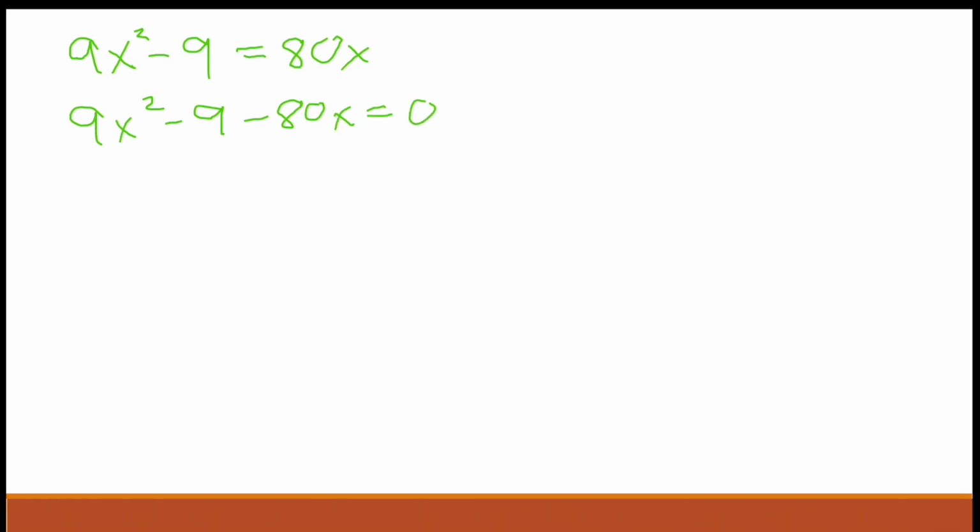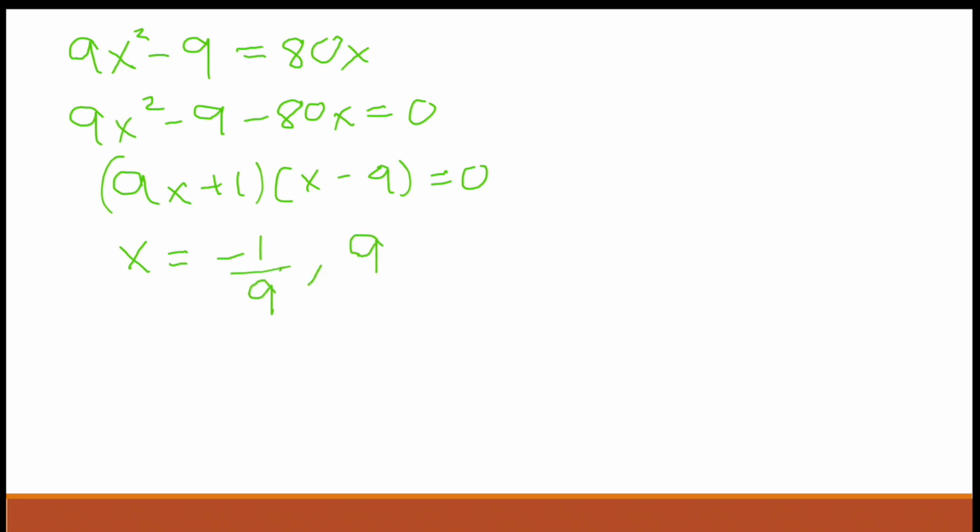And if I quickly calculate, I'll have 9x plus 1 times x minus 9, which will be equal to 0, which gives me x could be either negative 1 over 9 or it could be 9.